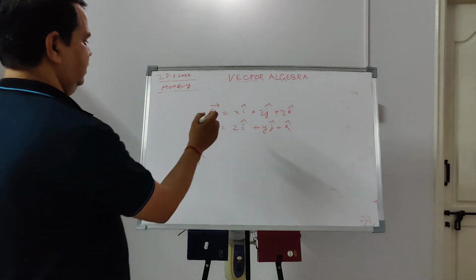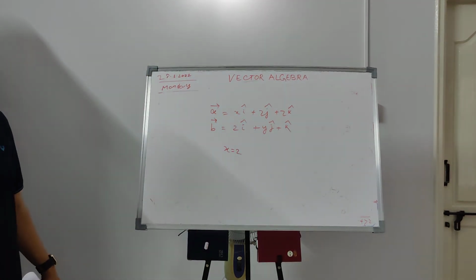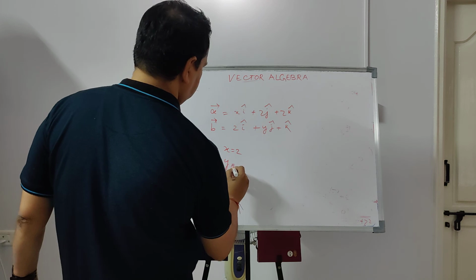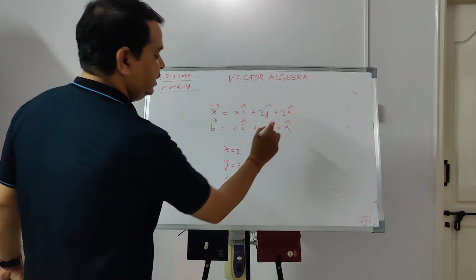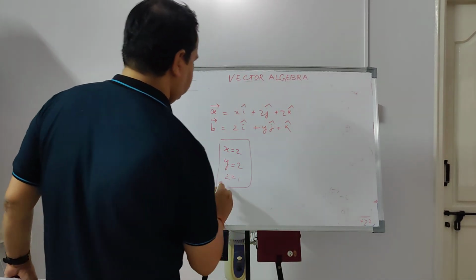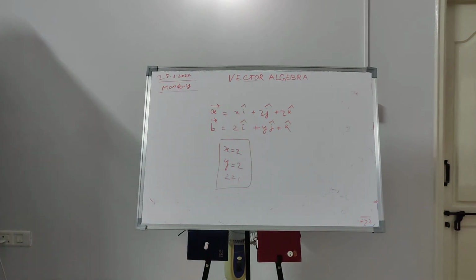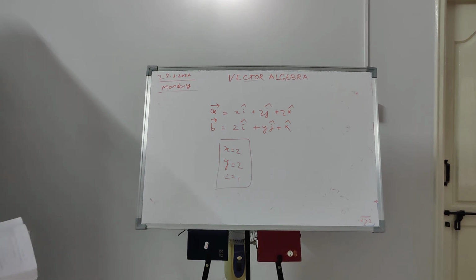That means for a and b to be equal, x has to be equal to 2. There is no other way. Similarly, y has to be equal to 2. And z should be equal to 1 because there is no coefficient. If it satisfies this condition, then only these two vectors are equal. The coefficient of i has to be equal, otherwise it will not be the same. So always for two vectors to be equal, the coefficients of i, j and k have to be equal. Very important.